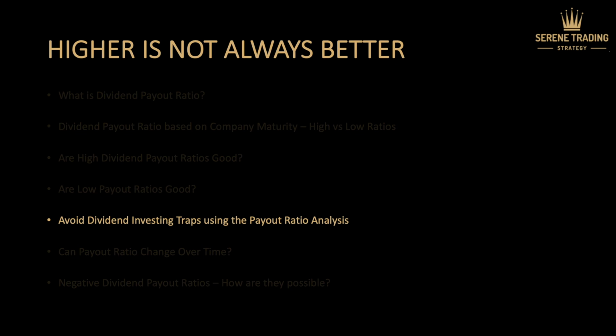So, if you look at companies and you look at very high dividend payout ratios, you need to ask yourself, what kind of a sector is the company working in? What is the maturity level of the company? Does it need to invest into R&D? Does it need to expand into new territories? Does it need to expand into new product lines? If the answer to any of these questions is yes, I want you to stay away from those companies.